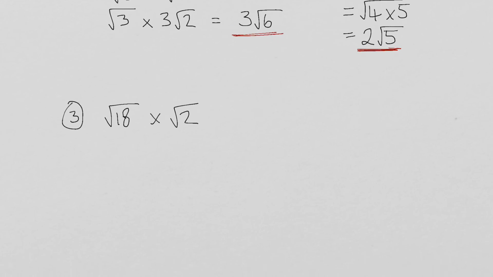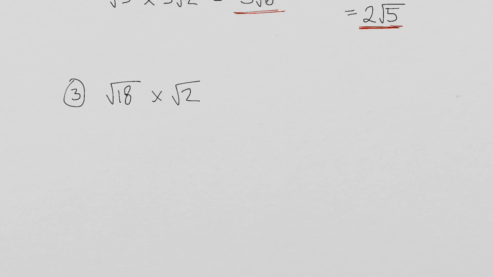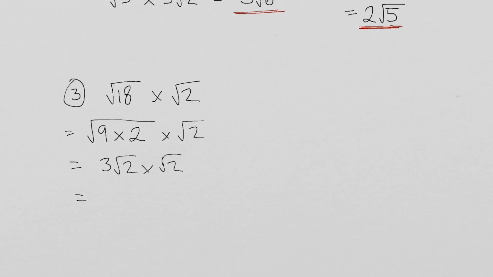And then the final example over here, the square root of 18 times by the square root of 2. So you saw before, I like to simplify that first. So that for me is 9 times by 2, where 9 is a square number, times by root 2. So that gives me 3 root 2 times by root 2. We know that what happens when I multiply a root 2 by a root 2 and I square it, that's going to give me just a whole 2. So the answer to that is 6.